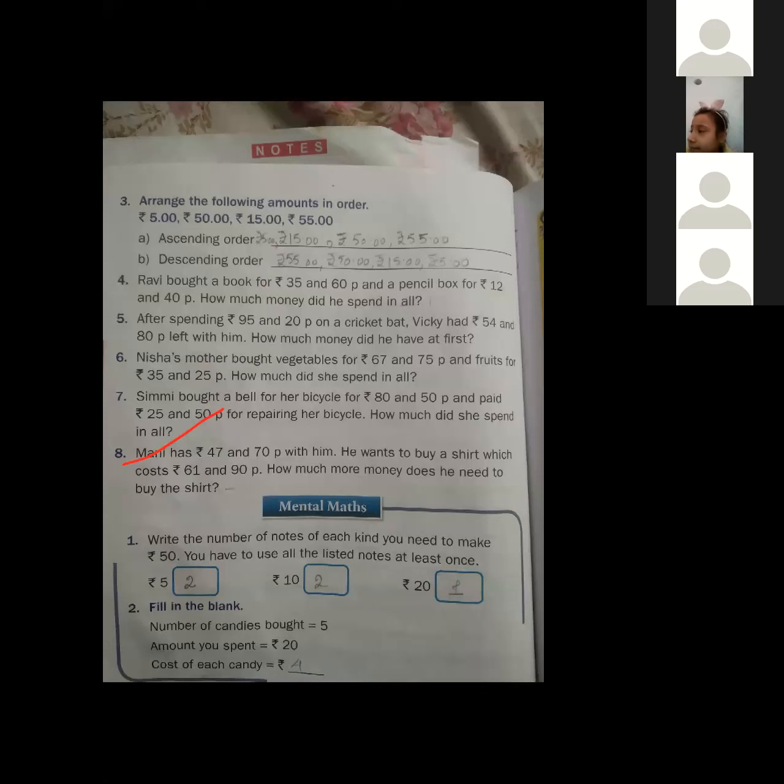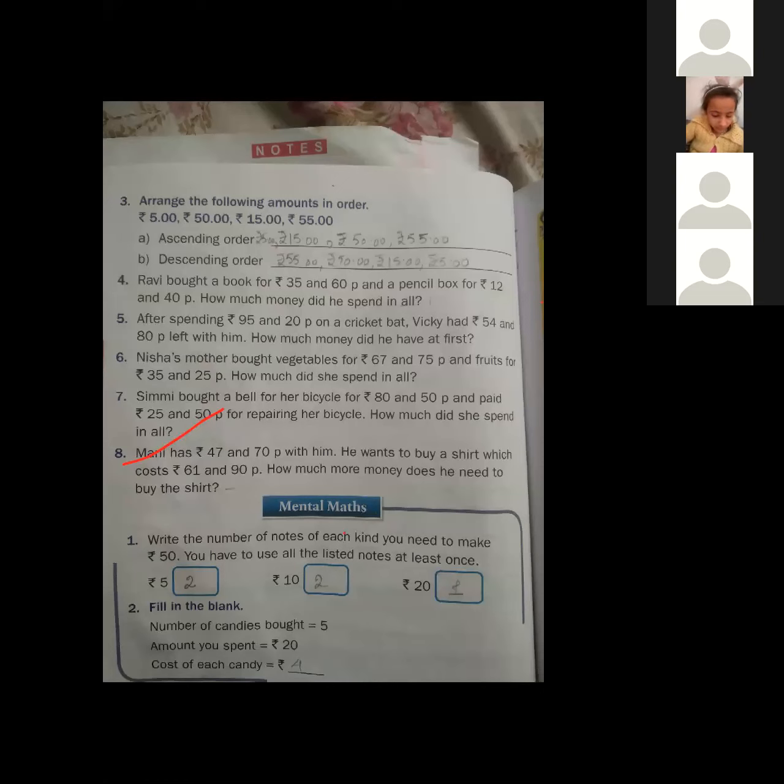Mani has rupees 47 and 70 paisa with him. He wants to buy a shirt which costs rupees 61 and 90 paisa. How much more money does he need to buy the shirt? Good. Okay, Gurleen, thank you.